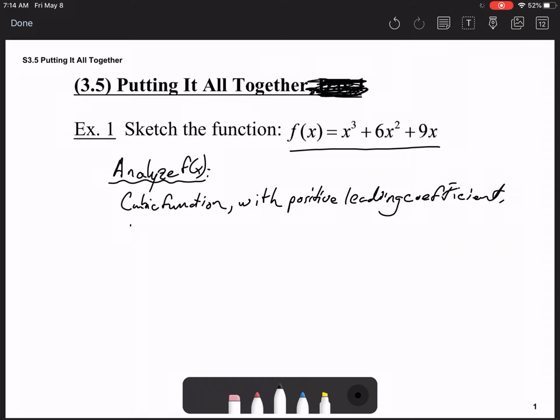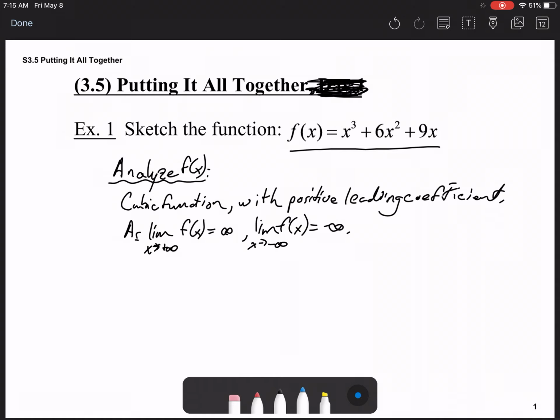That means as the limit as x approaches plus infinity, f of x is going to equal infinity, and the limit as x approaches negative infinity for this function f of x equals negative infinity. We can write these end behaviors that you wrote in advanced functions in limit notation.